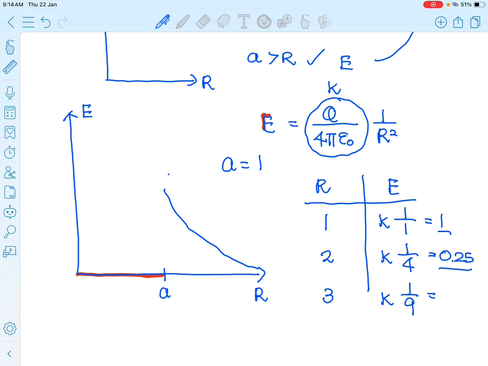Here we are going to put a straight line over here. This is the transition point, and you have a value here, which depends on the value of K. So this one would be your graph.